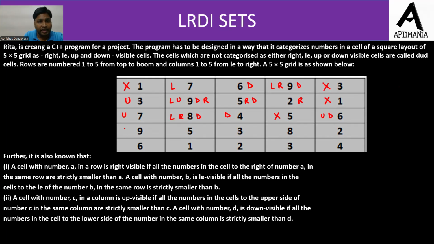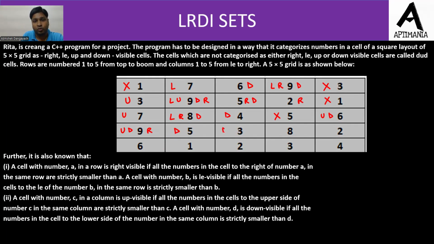This 9 is again having an up visibility and down visibility, right visibility, but not left. Left is not applicable in this case. This 5 is definitely not having left, not having up, not having right as well because of 8. It is having only down visibility.